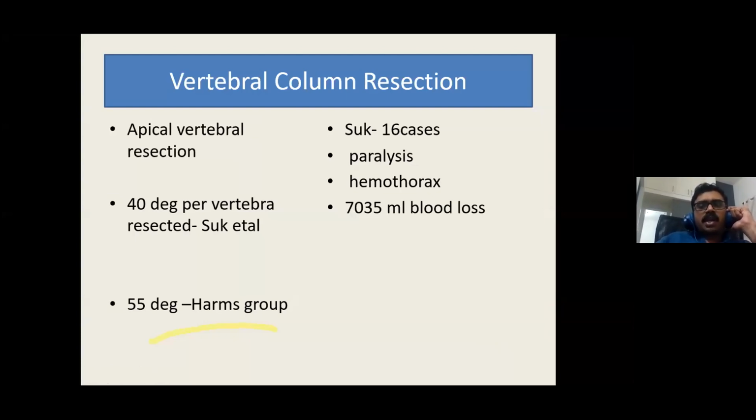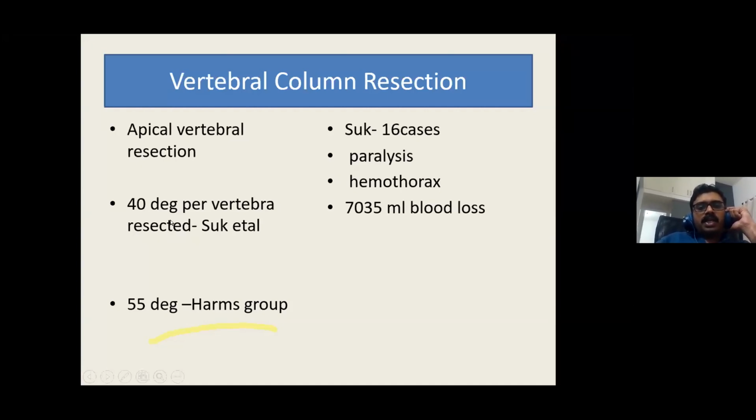I have a child now with severe rigid scoliosis. His weight is only 22 kilos, and I need at least 30 or 35 kilos for a safe completion of the procedure. So even in the 16 cases initially reported by Suk, there were significant numbers of paralysis and hemothorax. So this is a major undertaking that you are doing in these undernourished children.